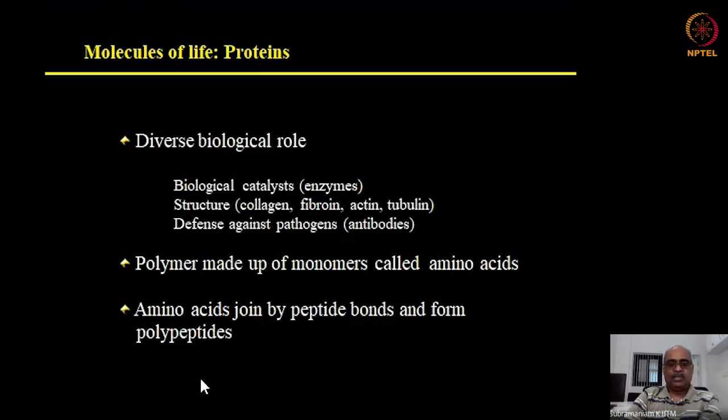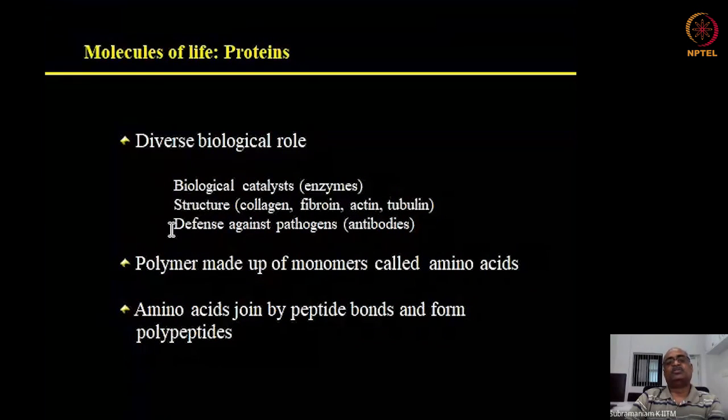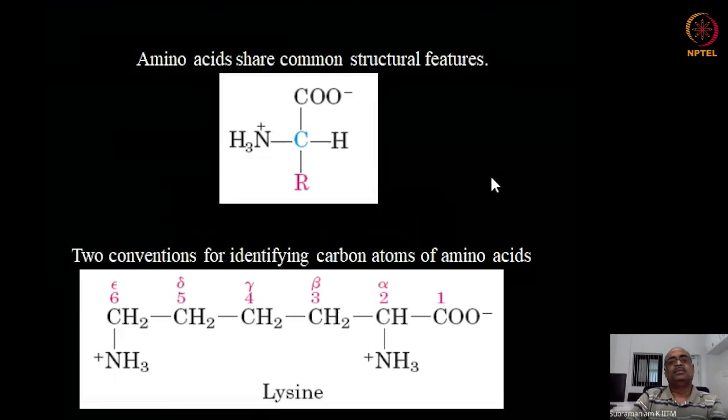All of this will look complicated, but if we go one topic at a time, these are all easily understandable, intuitive concepts. So you will not face any great difficulty in understanding them. Okay, so we'll go one at a time. We already know that proteins are catalysts, and in addition they have structural roles, defense roles, all that we saw. They have diverse biological functions, and they are polymers made up of amino acids, and amino acids are joined by peptide bonds, right? So now let us look at an amino acid closely.